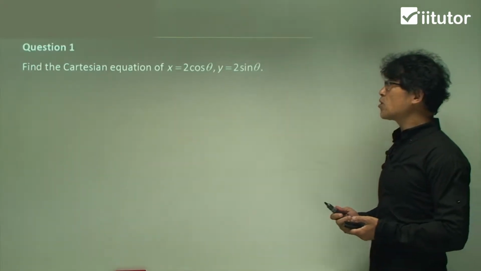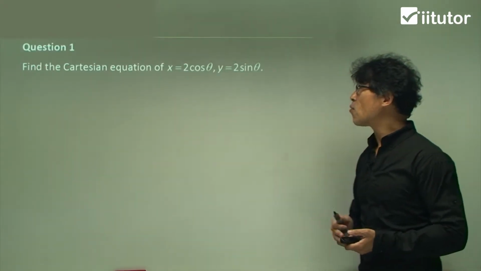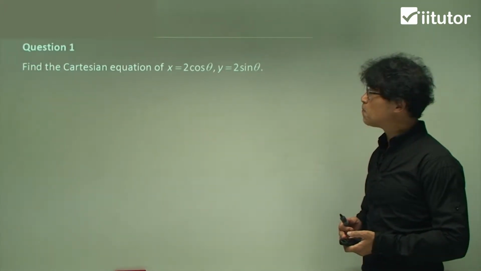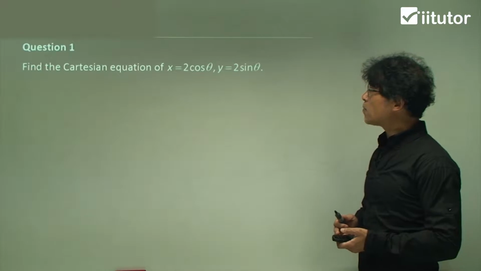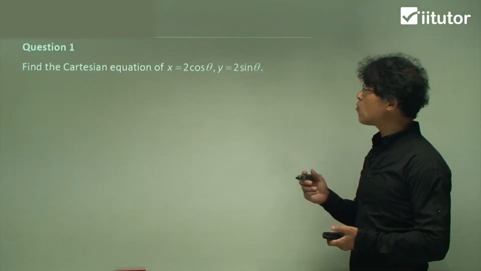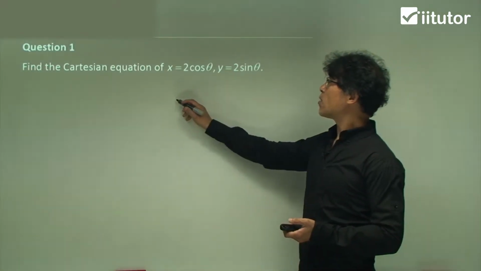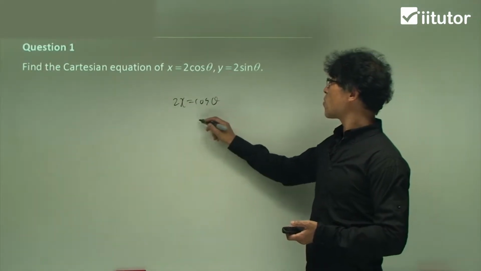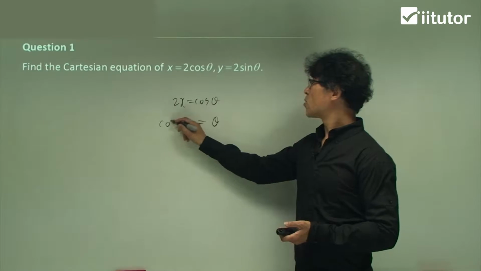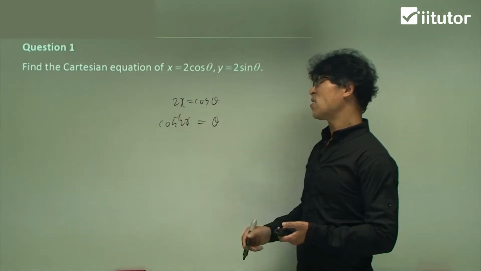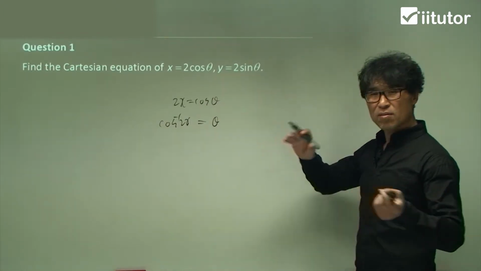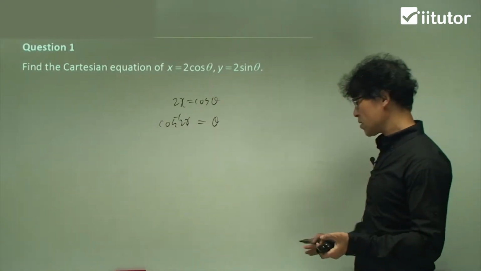Find the Cartesian equation of x equals 2 cos theta, y equals sin theta. How do you do it? Well, some people may want to use 2x equals cos theta, so theta equals cos inverse 2x. Well, that doesn't help at all. If you sub this in, it is still very complicated. It doesn't help at all.